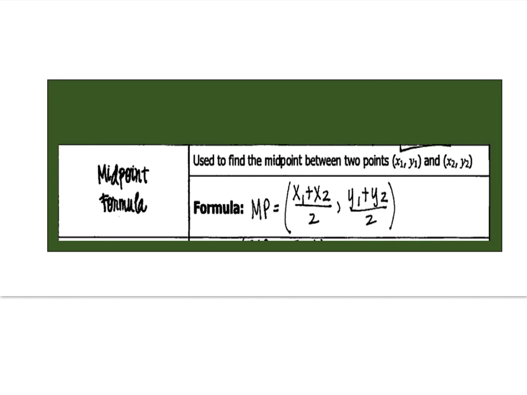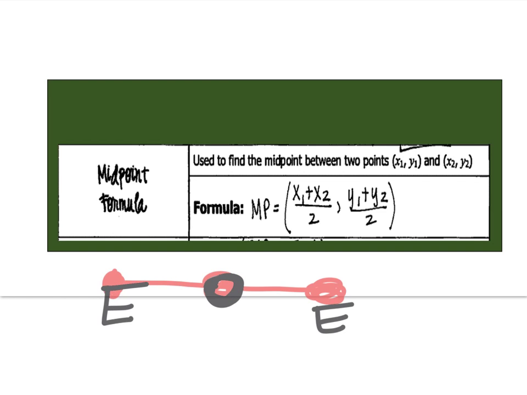Here's our next formula. It is the midpoint formula. If we have a midpoint, let's think about this before we get into the formula. If we have a midpoint, it's the middle point right here, then we must have 2 endpoints. Therefore, over here is the midpoint, so our endpoints are on this side. So we're going to take that formula and answer some questions to find the midpoint.